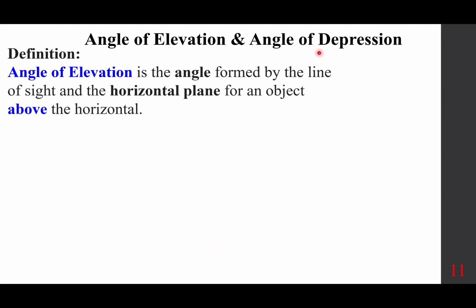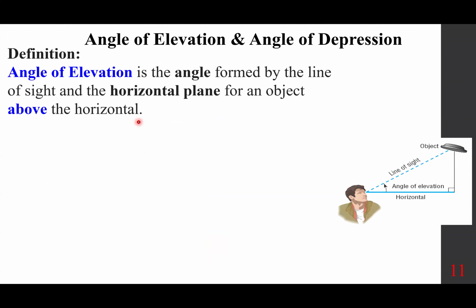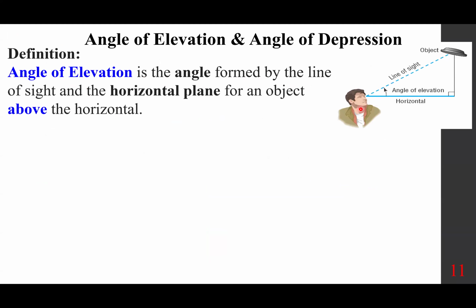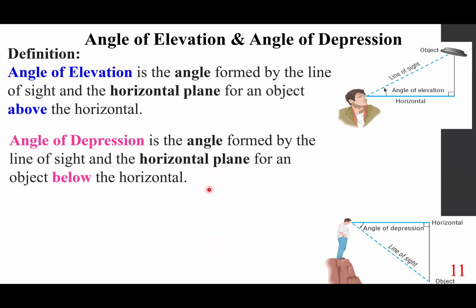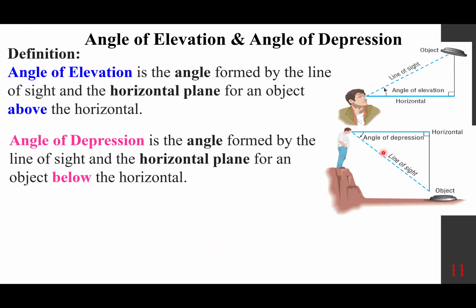Angle of elevation and angle of depression. Angle of elevation is the angle formed by the line of sight and the horizontal plane for an object above the horizontal. So in short, look up, this angle is the angle of elevation. Angle of depression is the angle formed by the line of sight and the horizontal plane for an object below the horizontal. In other words, just look down.